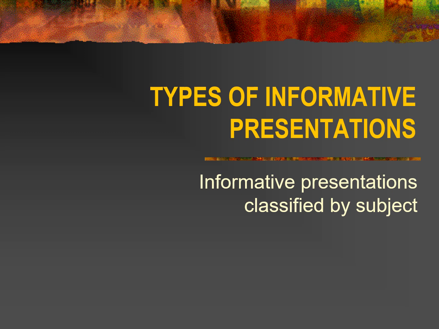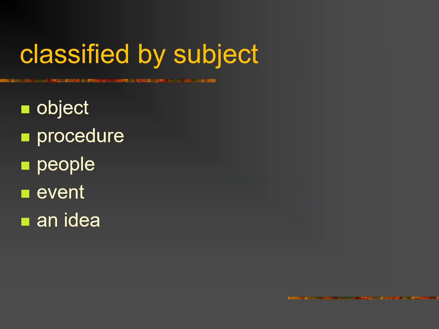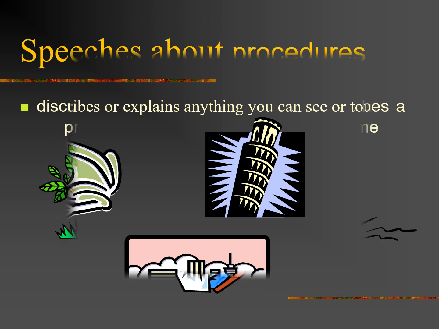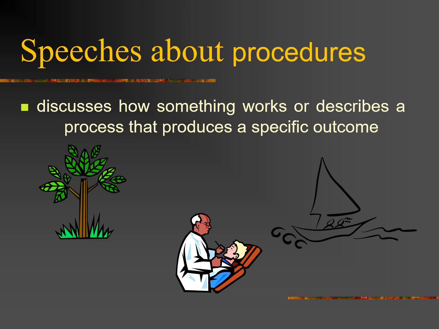When you're trying to think of a topic that you might want to present on, you can think about the different areas of informative or classifications of informative subjects or topics. You could talk about an object, which is describing or explaining anything you can see or touch, such as buildings, animals, cities, things like that. You could talk about procedures, discussing how something works or describe a process that has a specific outcome. This can include things like how to sail a boat, how to clean teeth, how to plant a tree.